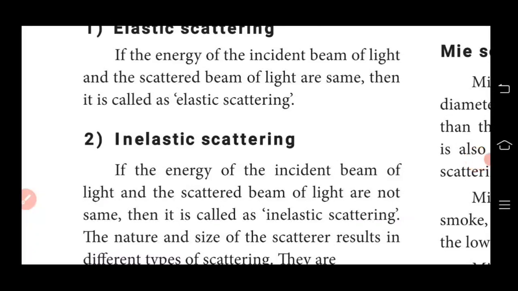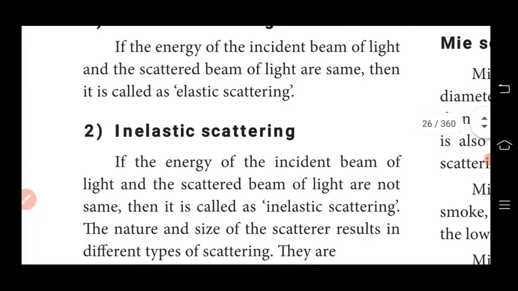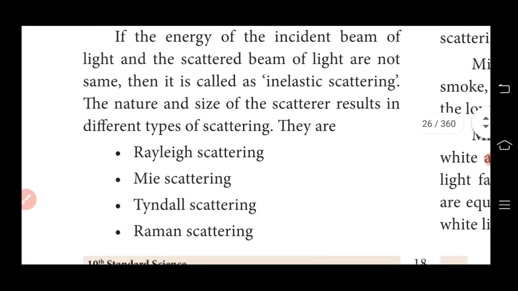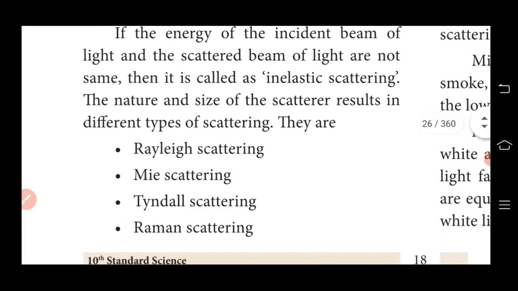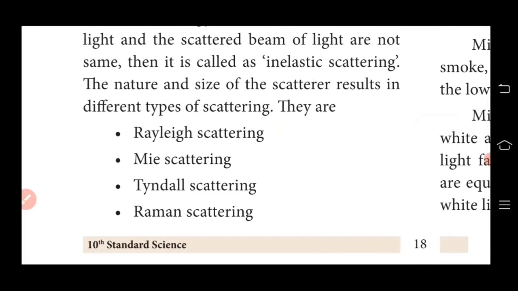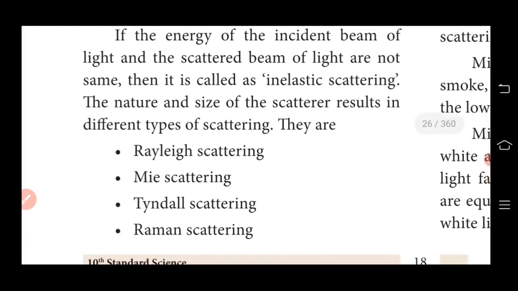Good morning, students. In this online class, we are going to learn types of inelastic scattering. We know that there are four types of inelastic scattering: Rayleigh scattering, Mie scattering, Tyndall scattering, and Raman scattering. In our previous online class, we discussed Rayleigh scattering and Mie scattering. In this video class, we are going to learn the remaining two topics, Tyndall scattering and Raman scattering.